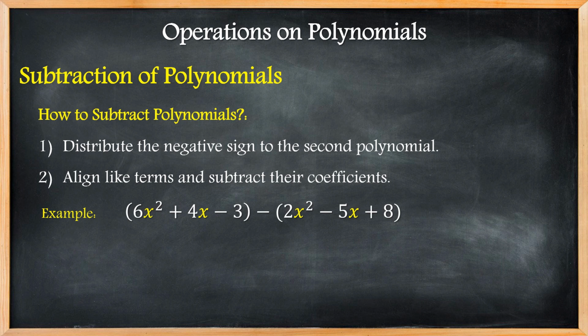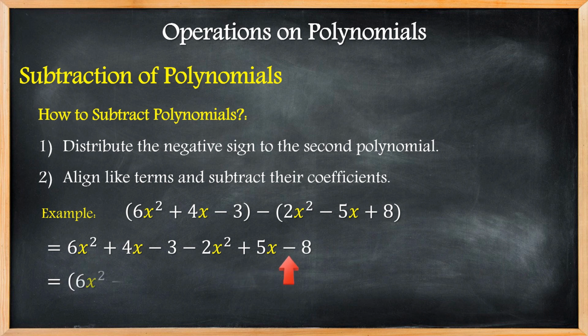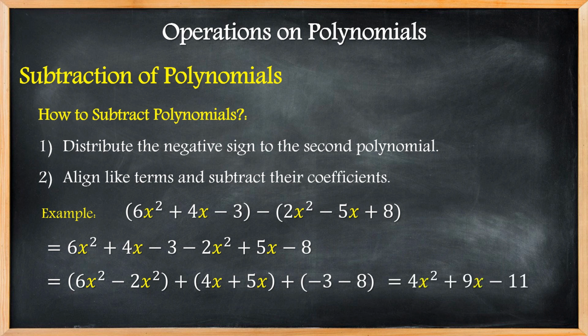Step 1. Distribute the negative sign: 6x squared plus 4x minus 3 minus 2x squared plus 5x minus 8. Step 2. Align like terms: 6x squared minus 2x squared plus 4x plus 5x plus negative 3 minus 8. Step 3. Subtract the coefficients: 4x squared plus 9x minus 11. So the result of this subtraction is 4x squared plus 9x minus 11.